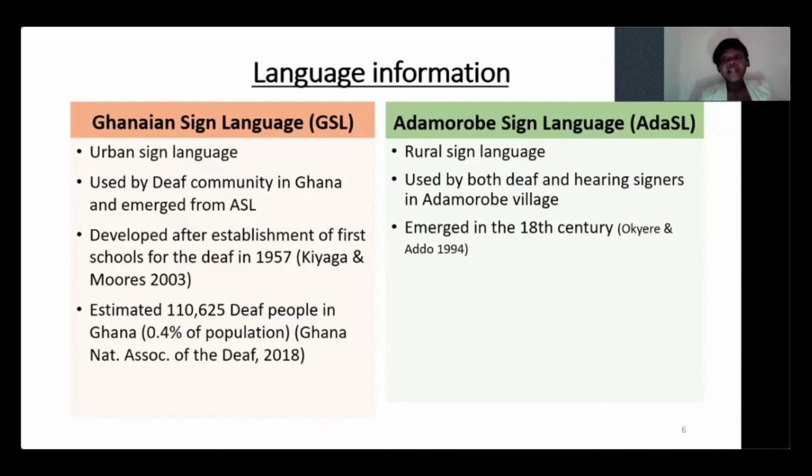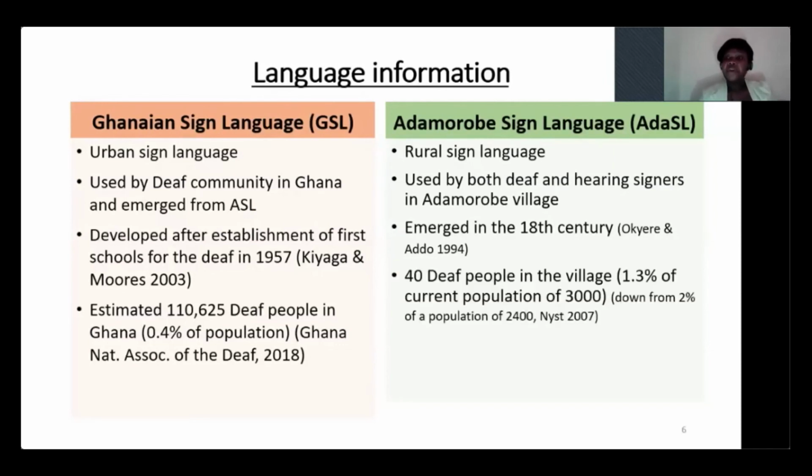So currently there are estimated over 100,000 deaf people in Ghana. That's 0.4% of the population of Ghana. And a large number of these people are believed to be users of Ghanaian Sign Language. On the other hand, there are only 40 deaf people in Adambrobe community right now. That's a community of about 3,000 people, representing 1.3% of the population.